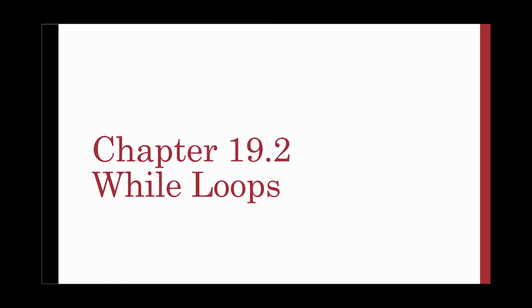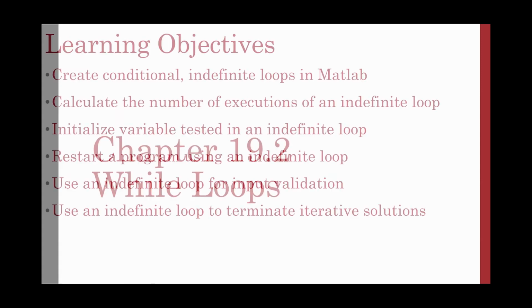So far I've mentioned that we have these 2 different kinds of looping structures. We have indefinite loops, which are called while loops, and we have definite loops, which are called for loops. And I kind of explained how they work and what their structure is. Now we're going to actually look at how to define one in MATLAB.